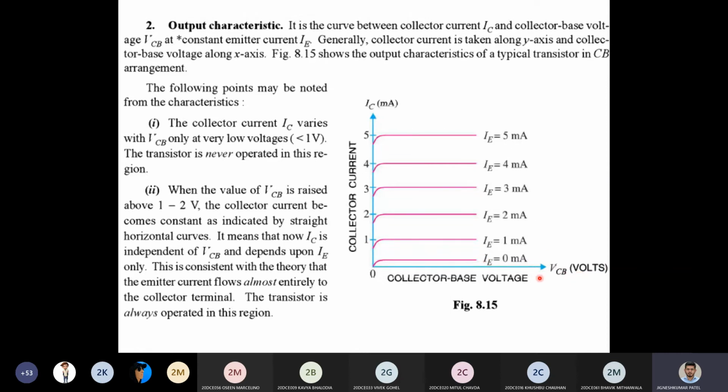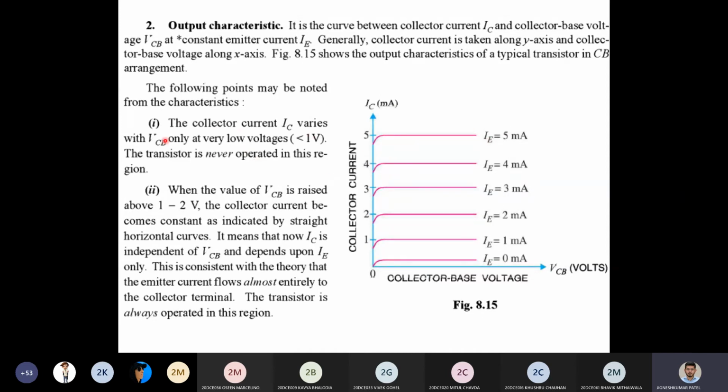And the second thing is, to change the collector current, what you can do is directly change the emitter current. So if I change the emitter current, you can see a jump between your graphs of collector current. So your collector current is directly related to IE. Okay, so that's our second takeaway.